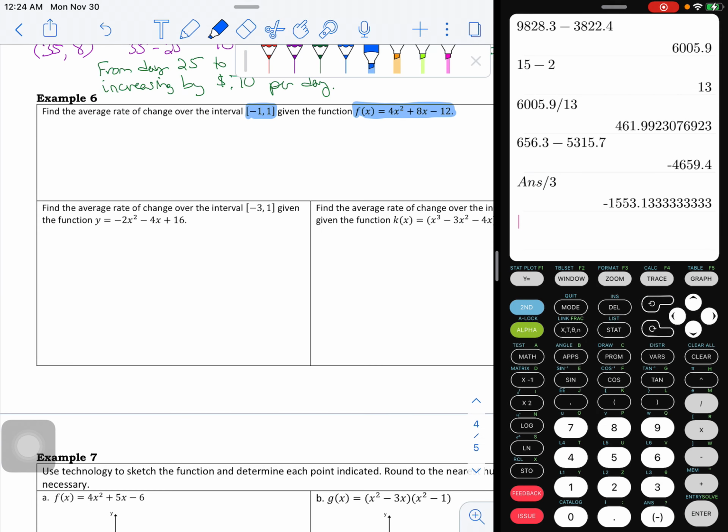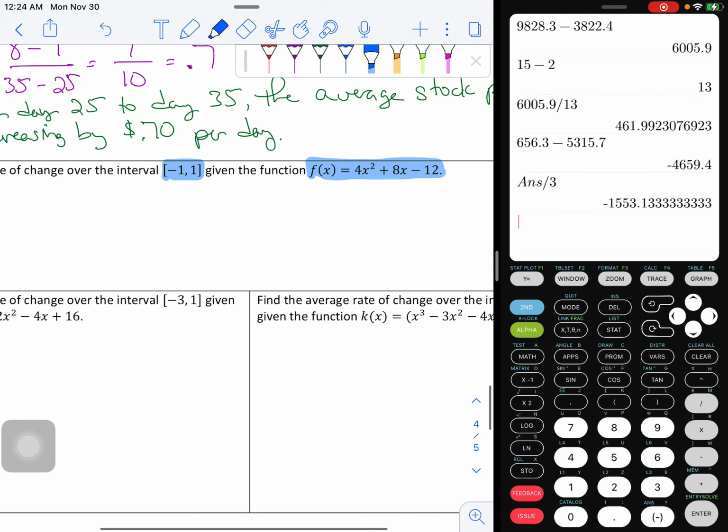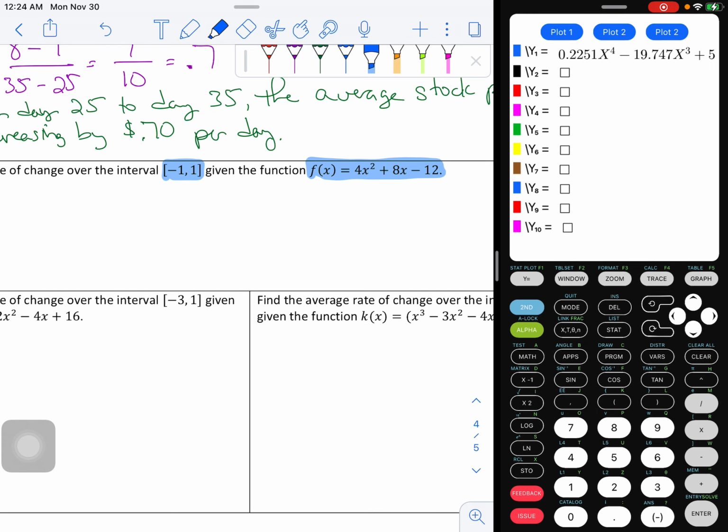And I know I've mentioned it, but if you haven't downloaded Calculate 84 yet, please do it. It's a great function. It's a great tool.